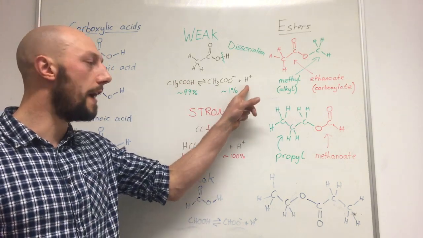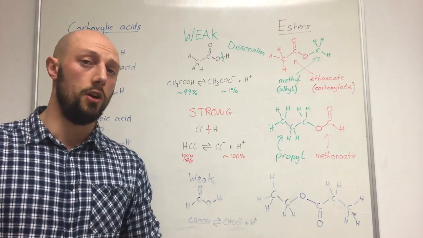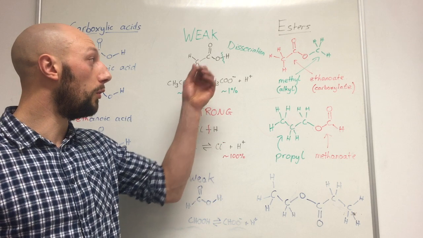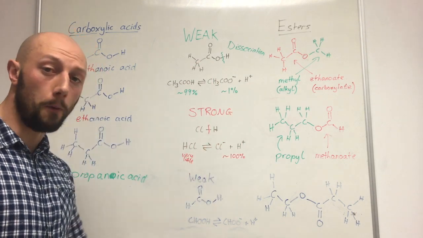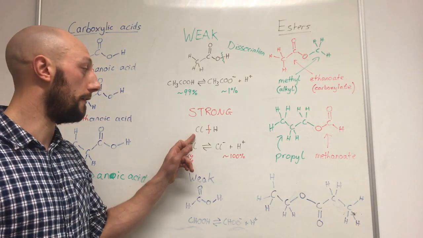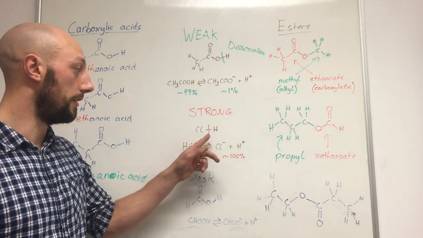So we actually produce very little hydrogen ions, regardless of if it's concentrated or dilute. And therefore we call it weak because we only produce a few hydrogen ions. The opposite example is a strong acid. Here I have hydrochloric acid. I've shown here where we break the bond to dissociate the hydrogen.